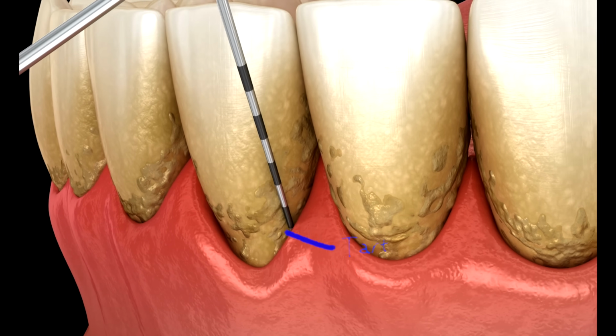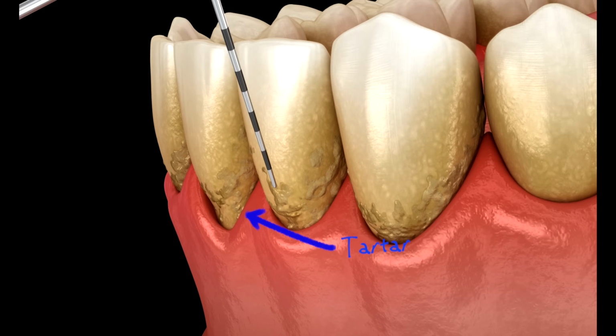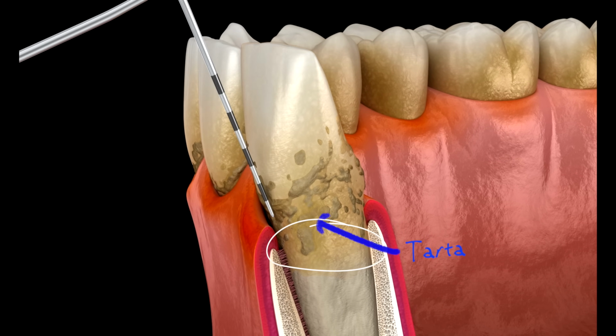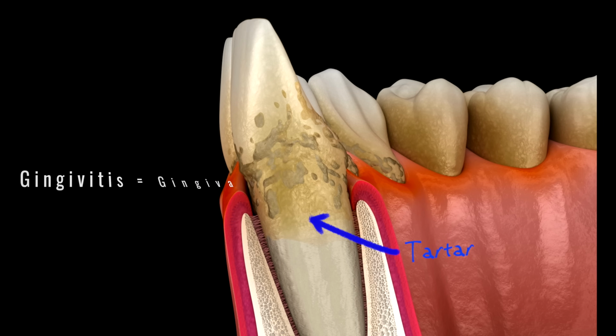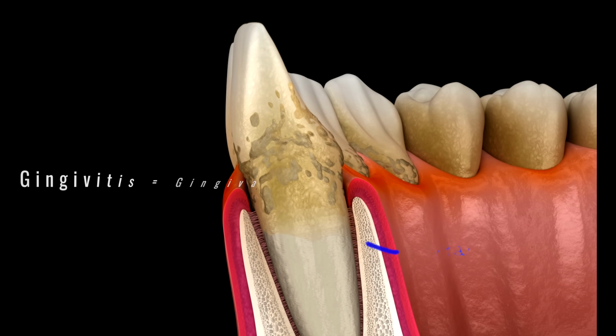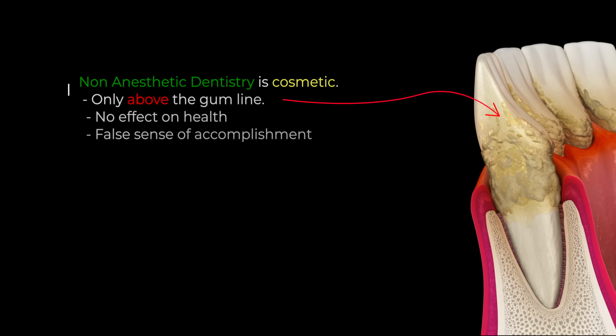In this human model, there's tartar on the crown of the tooth, but there's also tartar below the gum line. That's the tartar to be worried about because it's what's causing gingivitis and pain. So doing a non-anesthetic dentistry is purely cosmetic. It's only going to get the tartar above the gum line. That's not going to have any effect on your pet's health. It's going to give you a false sense of accomplishment.